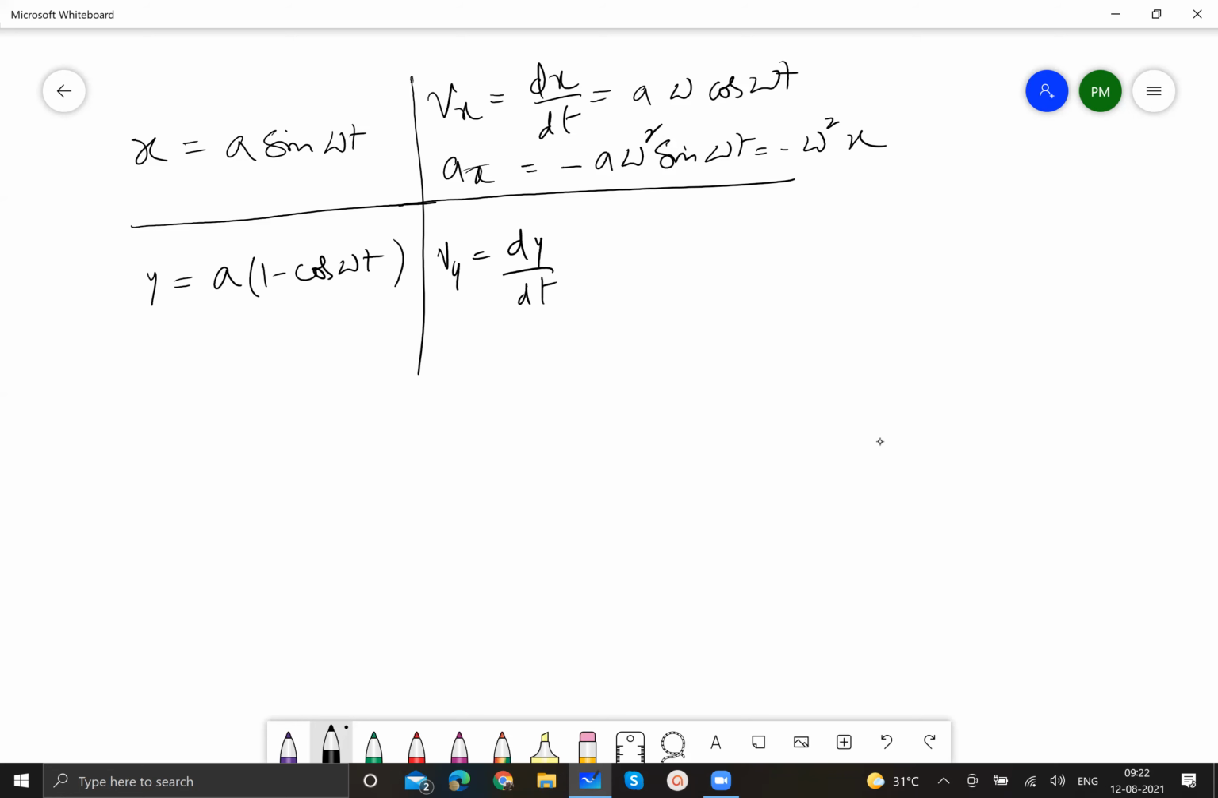Vy is dy by dt. A is a constant, you can mention. So it should be a omega sin omega t. Why? Because already a minus sign is there. D by dt of cos omega t is minus sin omega t into omega, and this constant will become 0. So that's how minus of minus will become plus: a omega sin omega t, and ay will be a omega square cos omega t.